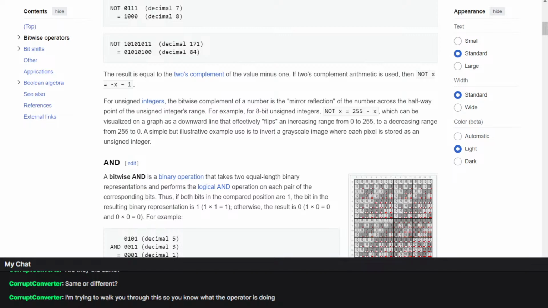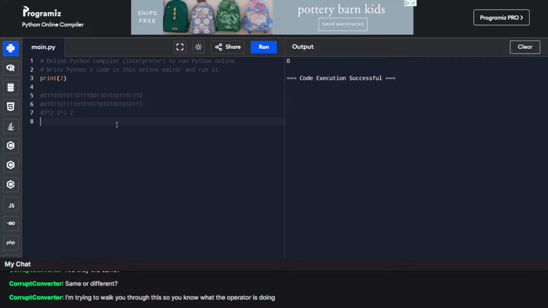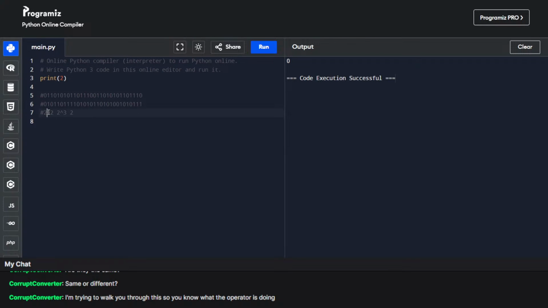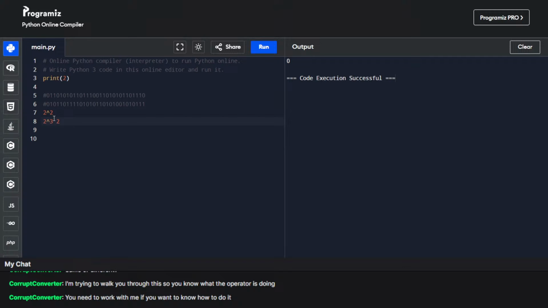Oh, wait a second. Are you just... I get... Corrupt Converter says I'm just trying to walk you through this so you know what the operator is doing. Are you just saying, like... Okay, wait. If it's 2, 2, it's saying compare 2 and 2. Compare these in decimal form. But, I mean, no, sorry, binary form. Corrupt Converter says you need to work with me if you want to know how to do it.